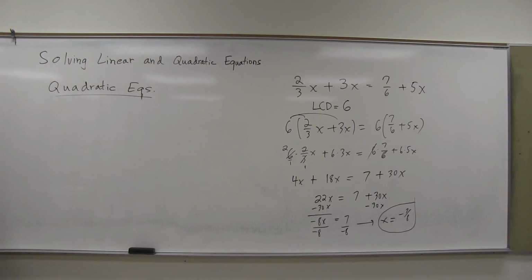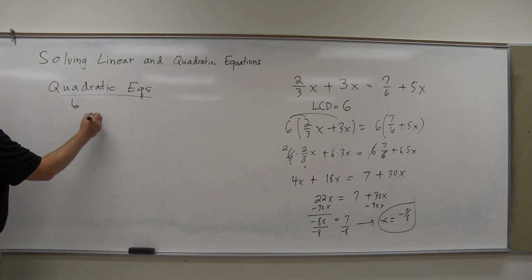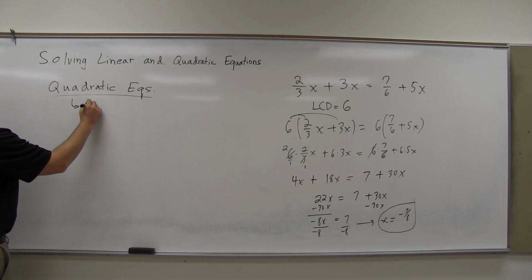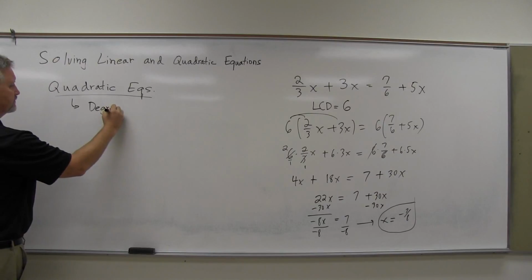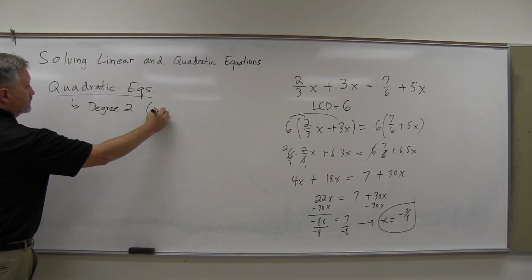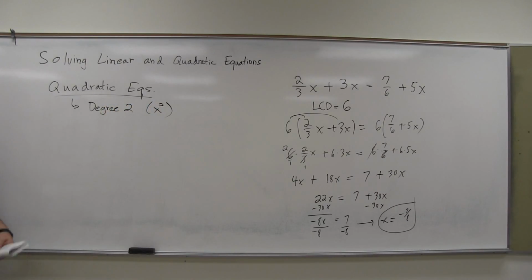All right, so what do we mean by a quadratic equation? When do we have a quadratic equation? Well, linear is first degree, quadratic moves us up to second degree, right? Degree 2, x squared equations. So the largest power that we have is 2. We have an x squared equation. That's what we mean by quadratic.